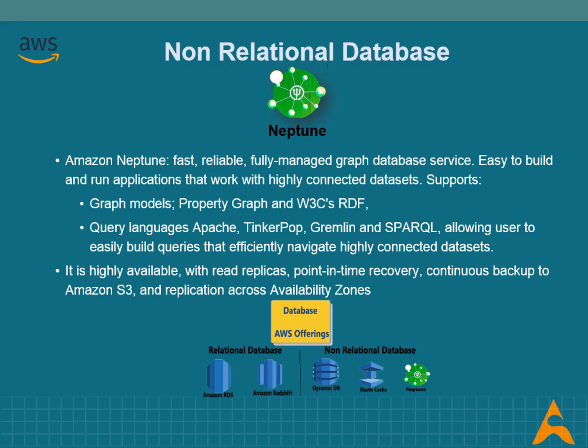The core of Amazon Neptune is a purpose-built, high-performance graph database engine optimized for storing billions of relationships and querying the graph with millisecond latency. Neptune powers graph use cases such as recommendation engines, fraud detection, knowledge graphs, drug discovery, and network security. It is highly scalable. Neptune is fully managed, so you no longer need to worry about database management tasks such as hardware provisioning, software patching, setup, configuration, or backups.